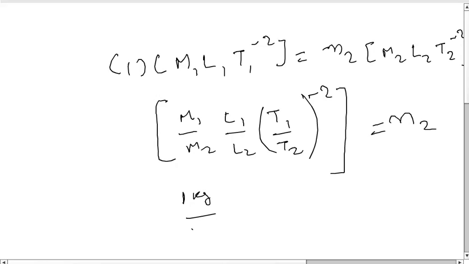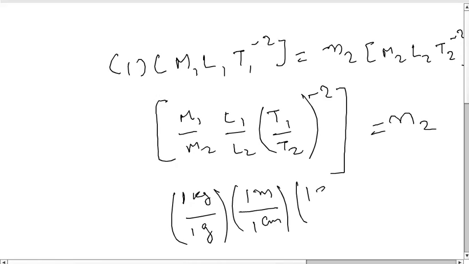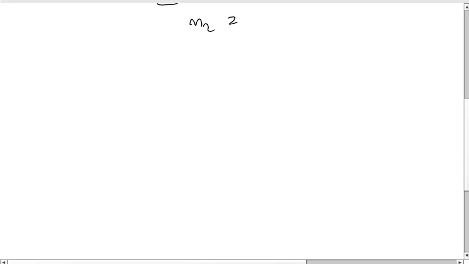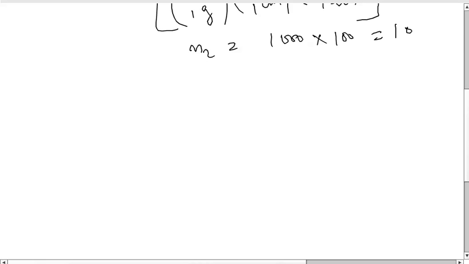In what system we have to convert? Gram. So this is 1 gram. Then given system is 1 meter. We have to convert in centimeter. Then this is 1 second and 1 second. CGS or SI both have same unit of time. So from here we can find N2 is equal to 1000 into 100, right? So we can see 10 to the power 5 dyne.